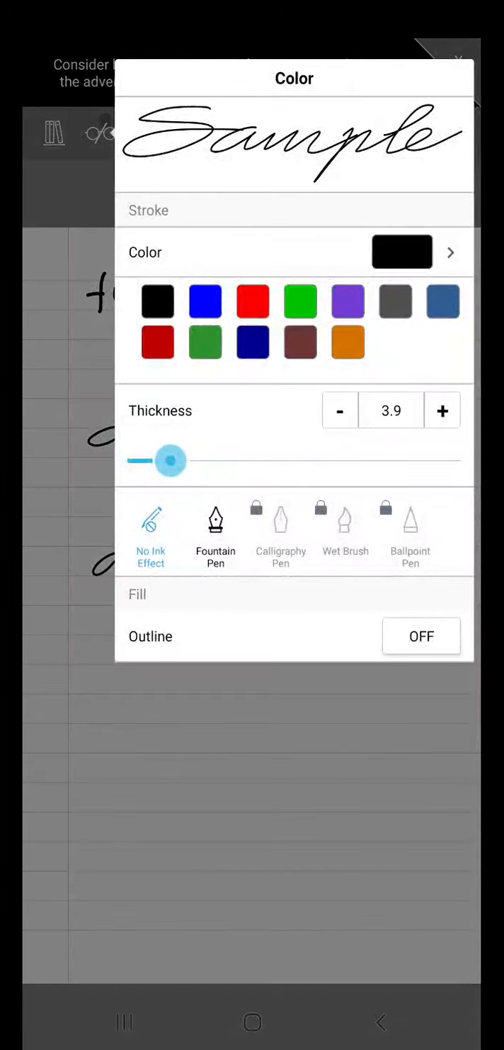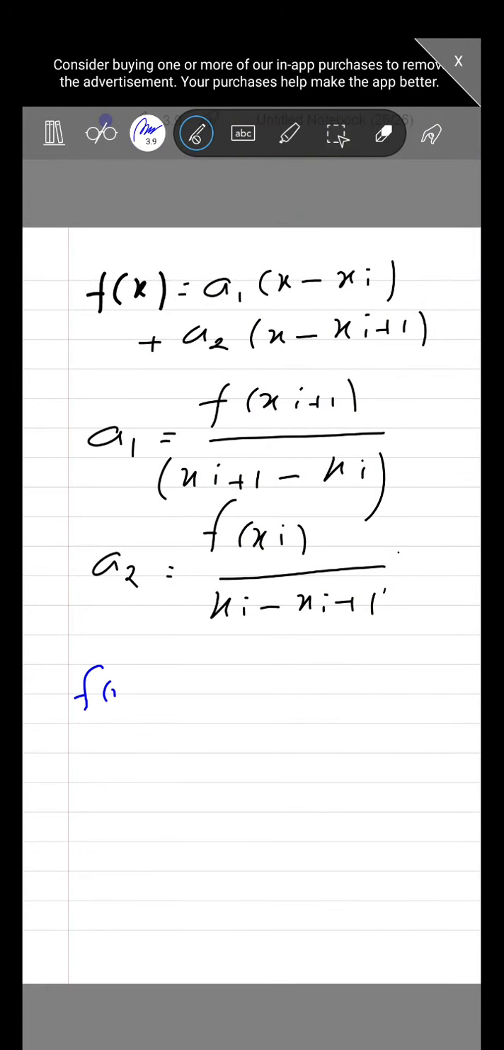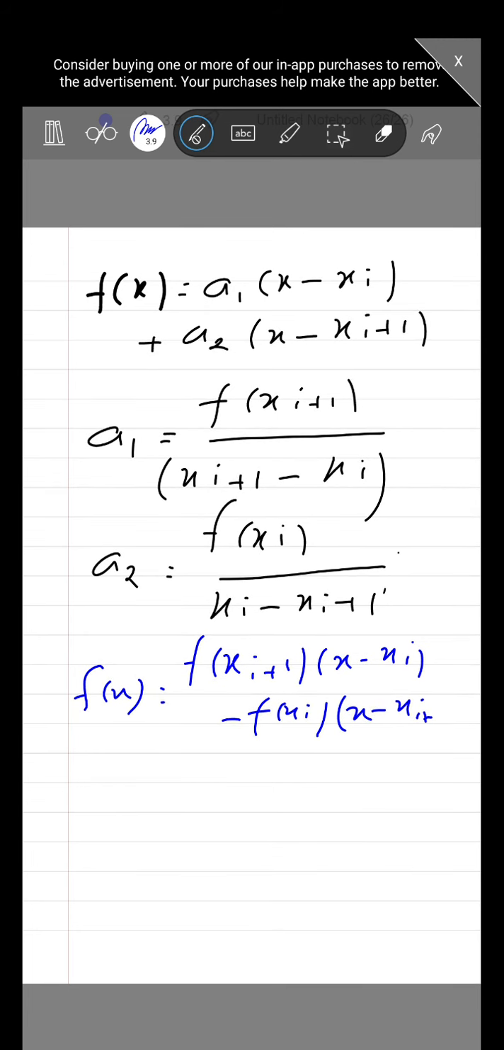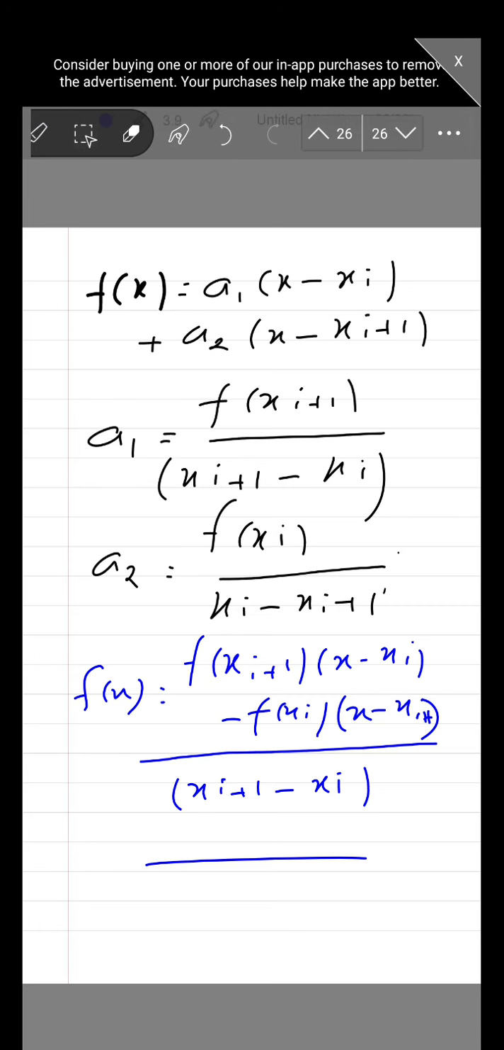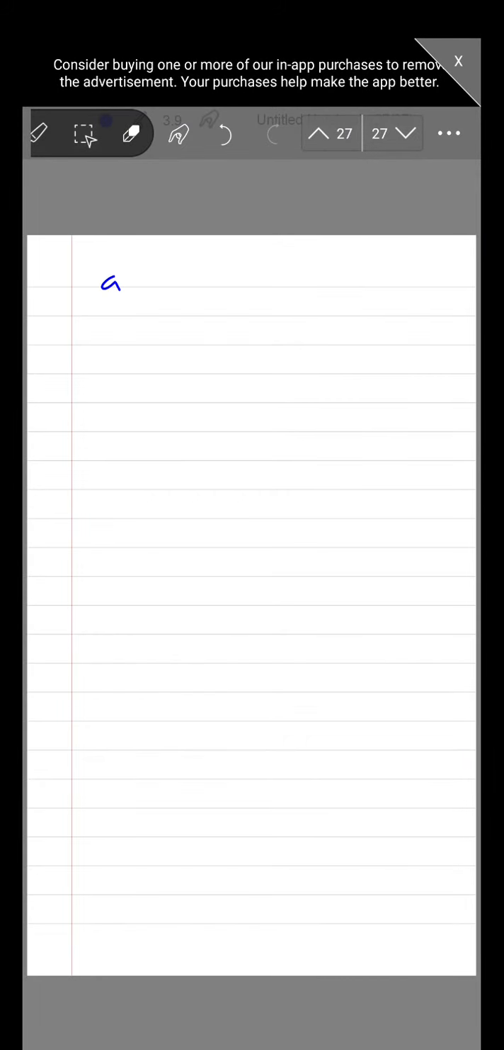So in general, we can write the function f(x) as equal to f(x(i+1)) into (x minus xi) minus f(xi) into (x minus x(i+1)), divided by x(i+1) minus xi. So this is for the piecewise linear relation, and now let's look at the algorithm.